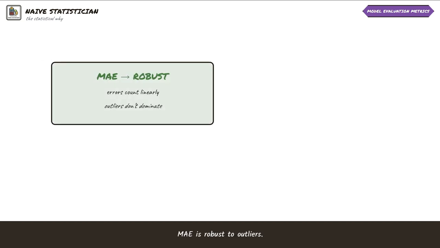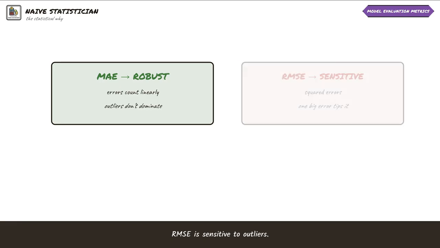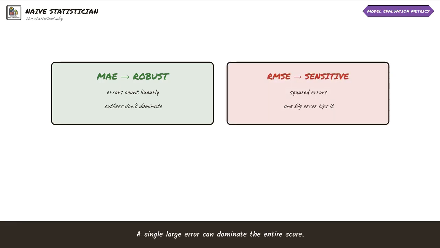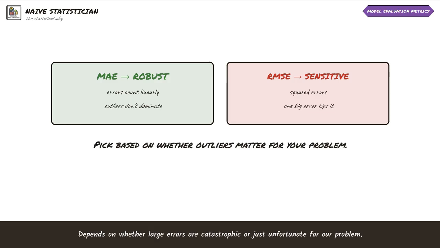Here is the key difference. MAE is robust to outliers. Each error contributes proportionally to its size. RMSE is sensitive to outliers. A single large error can dominate the entire score. Which one do you want? Depends on whether large errors are catastrophic or just unfortunate for your problem.